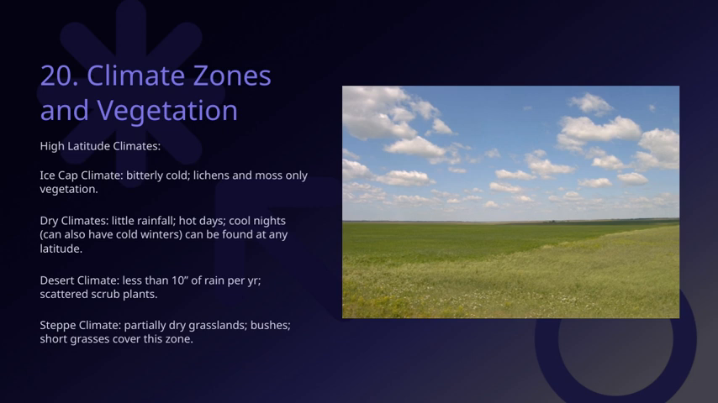Finally, we have the ice cap climate, which is extremely cold. The only vegetation that can survive here are lichens and mosses, which are specially adapted to withstand the harsh, icy conditions. Overall, these climate zones show us how different environmental conditions influence the types of vegetation we find in various parts of the world. They help us understand the connection between climate and the natural landscape.